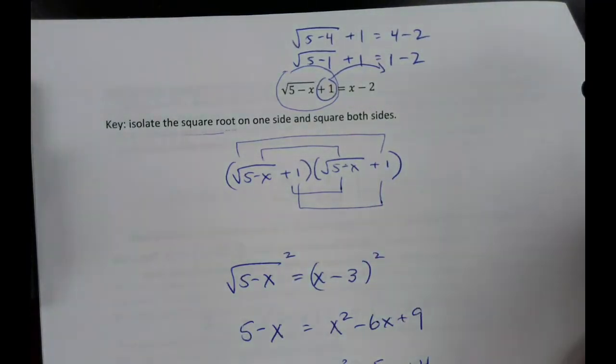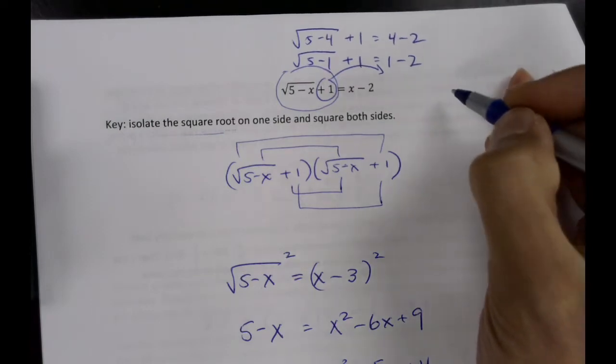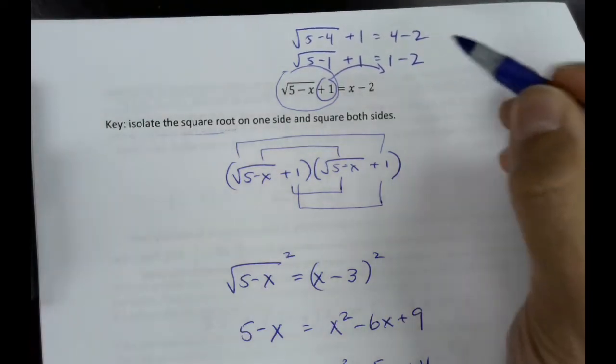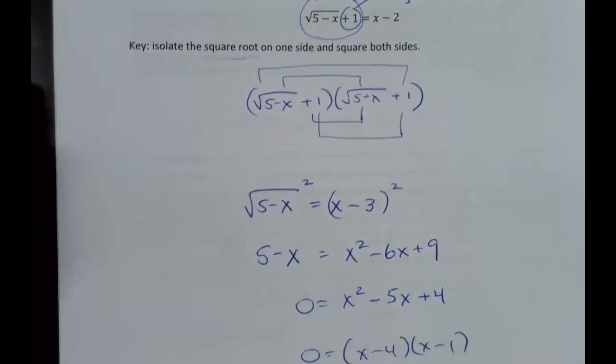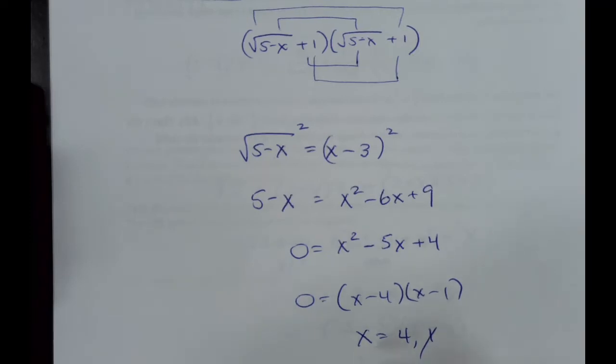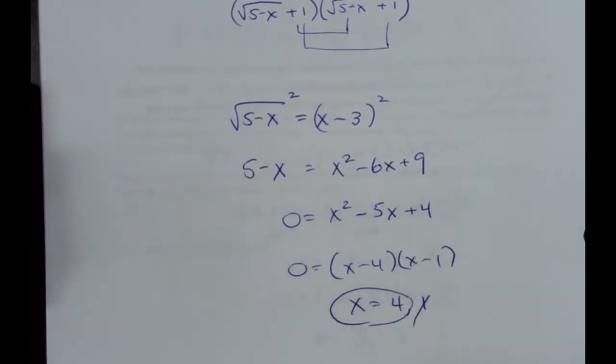5 minus 1 is 4. Root 4 is 2. 2 plus 1, is that equal to 1 minus 2? No, it's not. So 1 is actually not a solution. Only x equals 4 is.